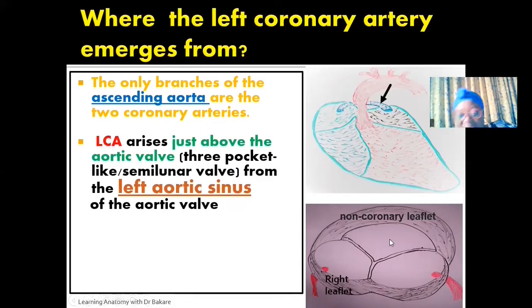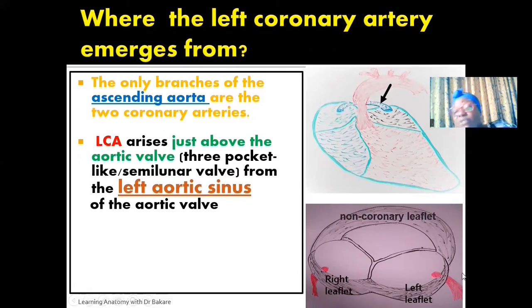Using this image down here, we already talked about the three leaflets of the aortic valve. We say we have the right leaflet, we have the left leaflet, and we have the non-coronary leaflet. This is the non-coronary leaflet because a coronary artery does not emerge from this region, and that is why it is so tagged. Where coronary arteries emerge from is the right and the left leaflet.